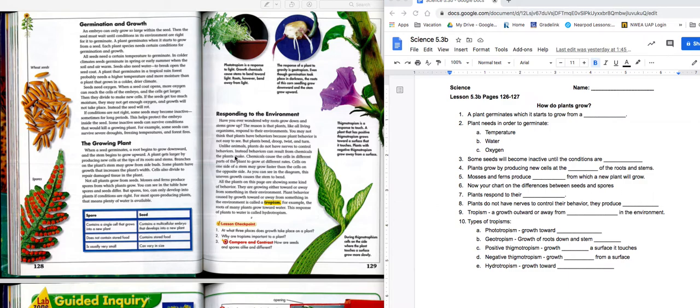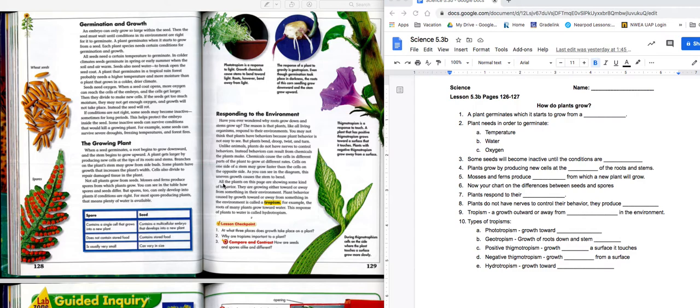Okay? Chemicals cause the cells in different parts of the plant to grow at different rates. Cells on one side of a stem may grow faster than the cells on the opposite side. As you can see in this diagram down here, this uneven growth causes the stem to bend. Okay, so they're growing faster here, they're longer, they're shorter here, that causes it to bend toward the shorter side.